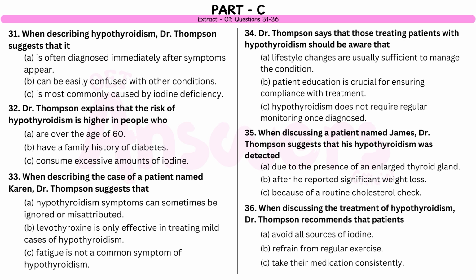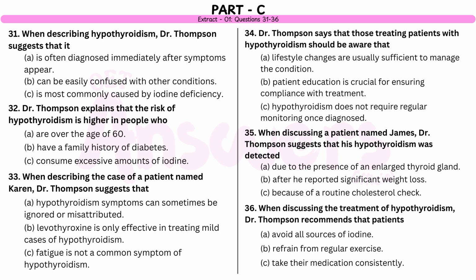Once we had the diagnosis, we could start her on the appropriate treatment, which involved daily hormone replacement therapy with levothyroxine. This synthetic hormone is identical to the T4 that the thyroid normally produces, and it helps to restore normal hormone levels. When treating hypothyroidism, it's important to tailor the treatment to each individual's needs.